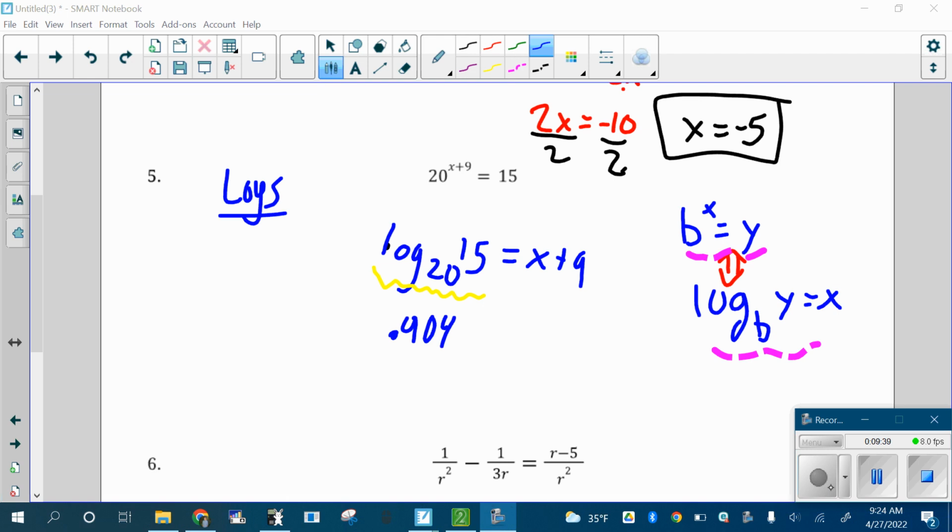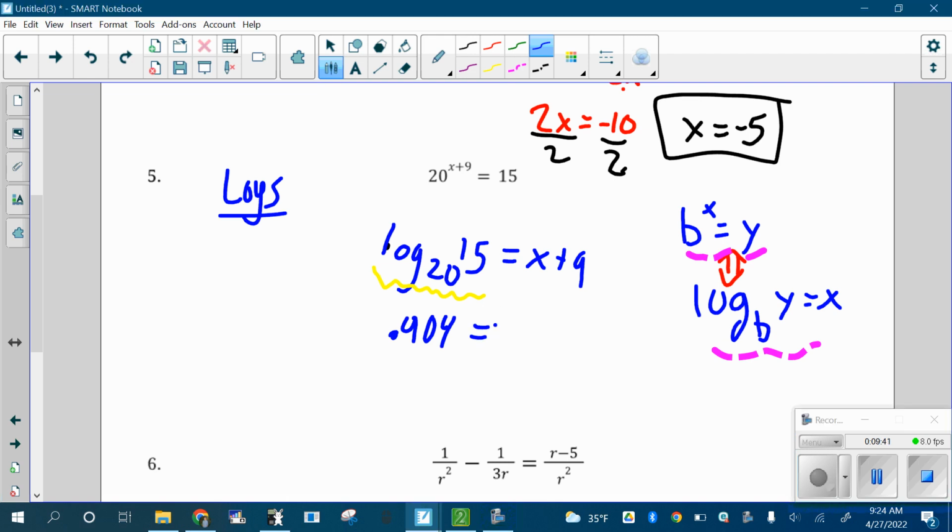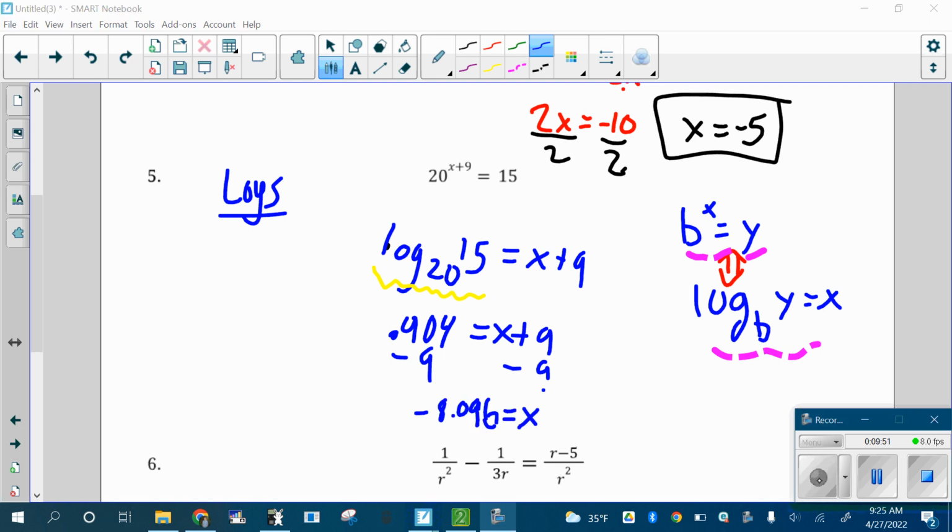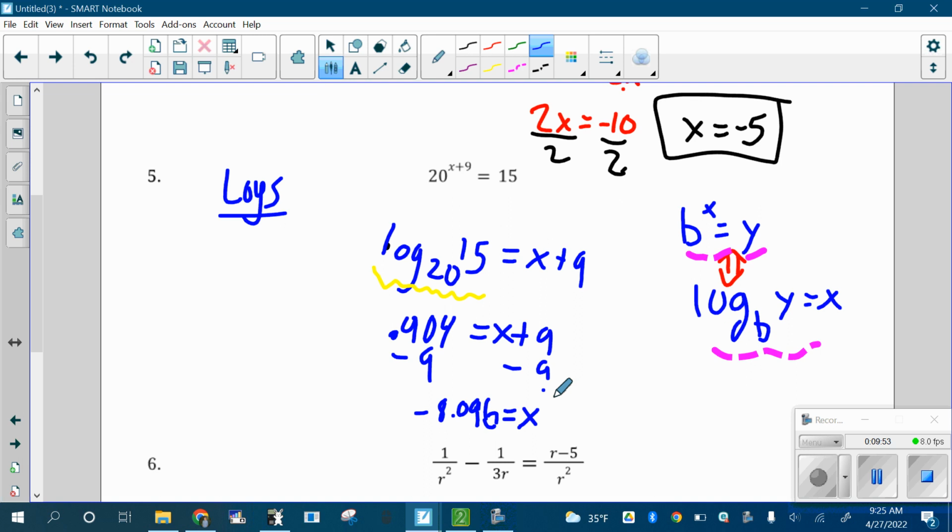I got 0.904. I'm not done yet because that equals x plus 9. So then I have to subtract 9 from both sides. You get x equals negative 8.096 as our answer.